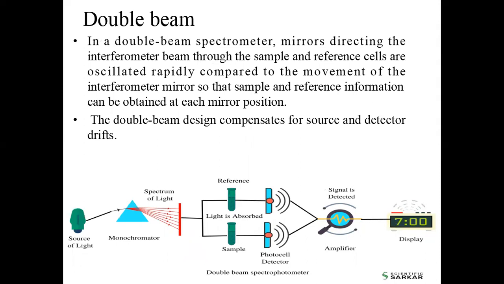And in this diagram, we can see the light comes from the light source, and there is a monochromator which produces a spectrum of light which passes through the prism. And there are two types of cells used. The first one is the reference cell and the other is the sample cell. There is light absorbed and then passed through the photocell detectors. At the end, there is an amplifier which detects the signals, and at the end we get the value.